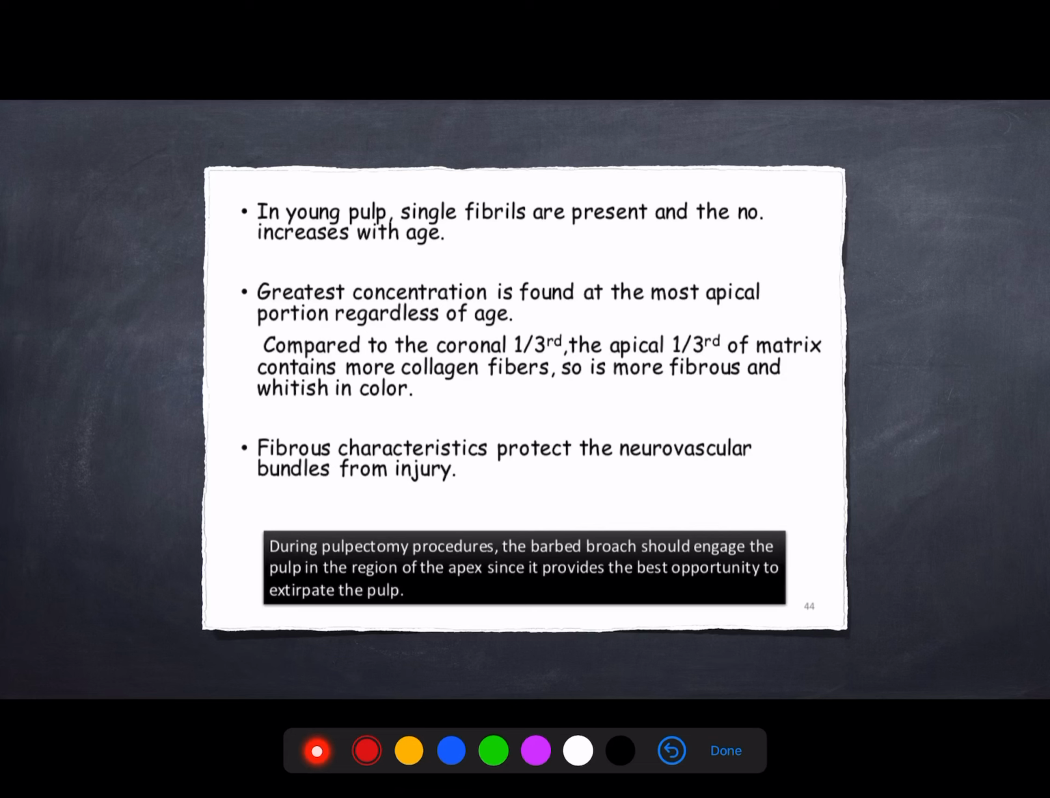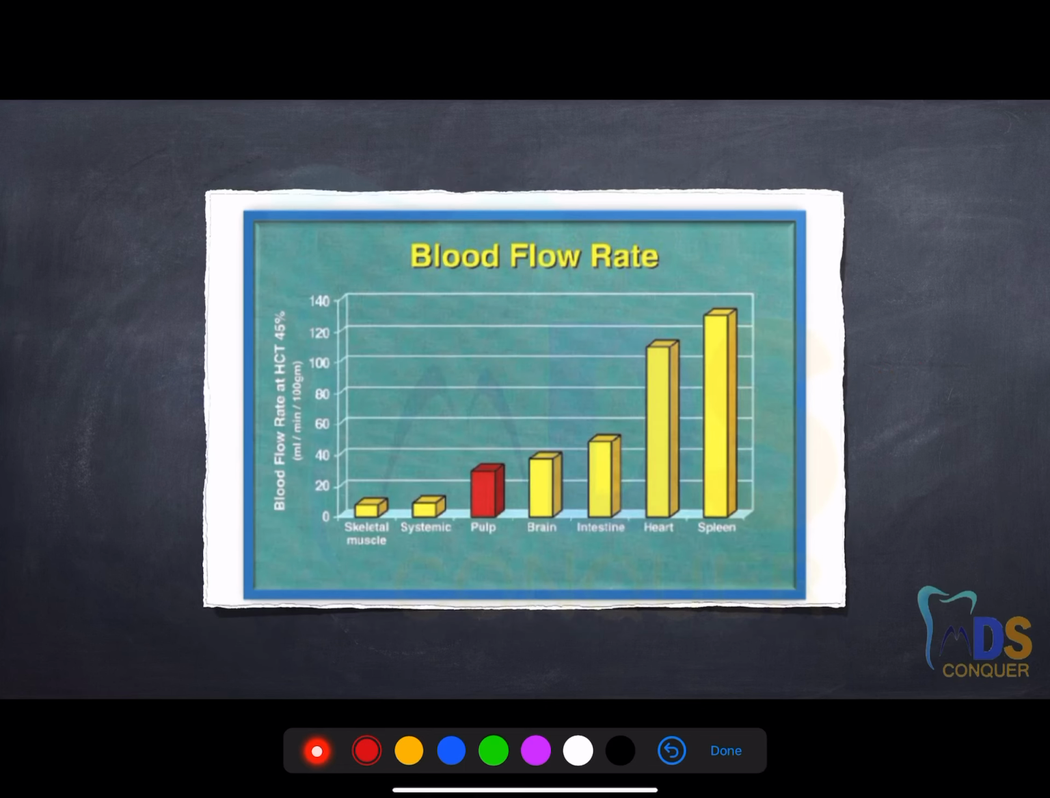Of course, this is a question that was given in the examination last year, from an endo point of view. During pulpotomy procedures, the barbed broach should be engaged in the apical region, because the apical 1/3 has more collagen. Compared to the coronal 1/3, the apical 1/3 matrix contains more collagen, which is fibrous and whitish. So you have to keep your broach at the apical 1/3 and turn it so that the barbs present on the broach lock the collagen fibers, and the pulp can be removed in one shot.